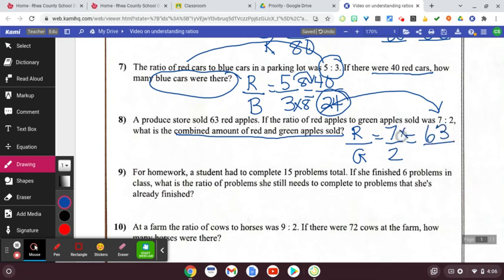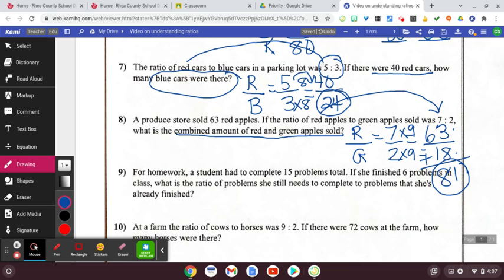So our pattern is by multiplying my top number by 9 to get to 63, our bottom number by 9, which gives us 18. But they're asking us the combined amount of red and green. So if you've got 63 red and we have 18 green, we just have to add these up and we get 81 total apples. Okay, so this is very similar to a previous problem that we had before.